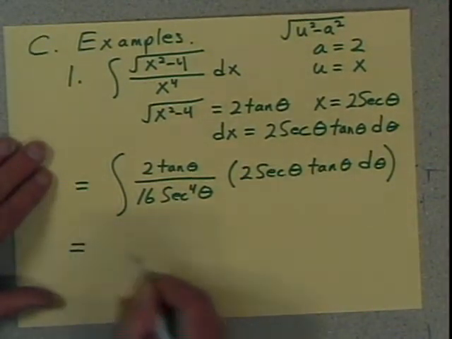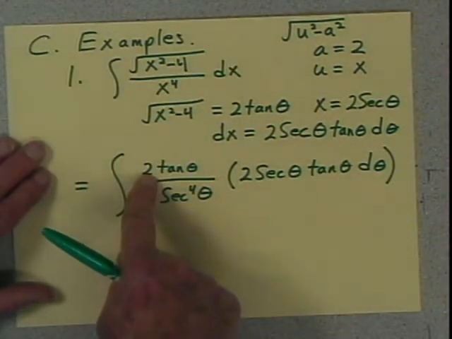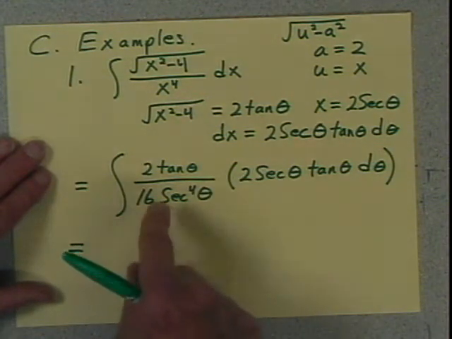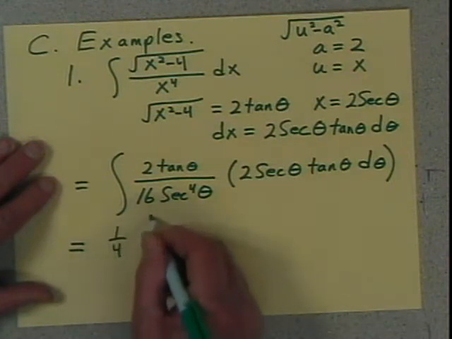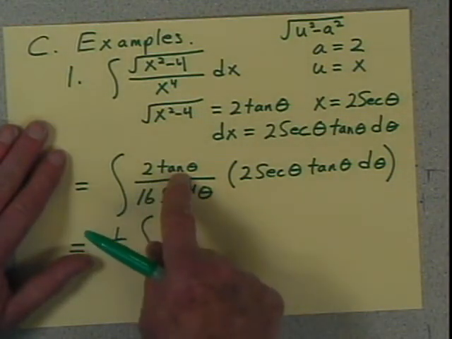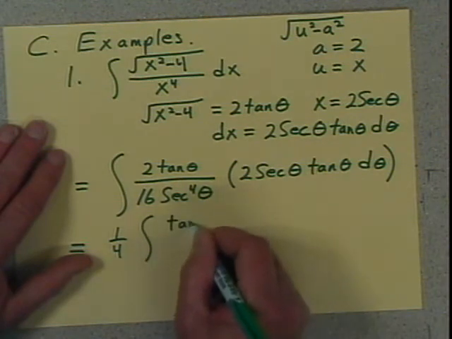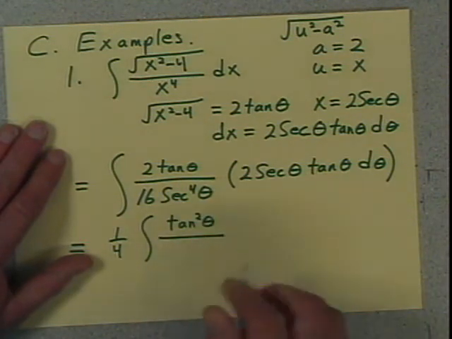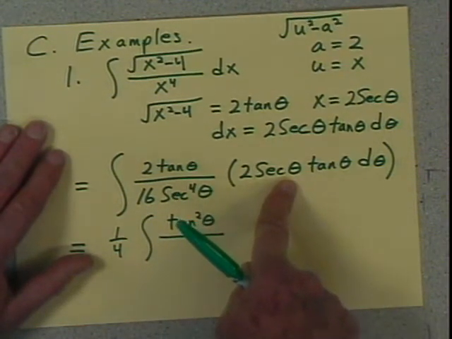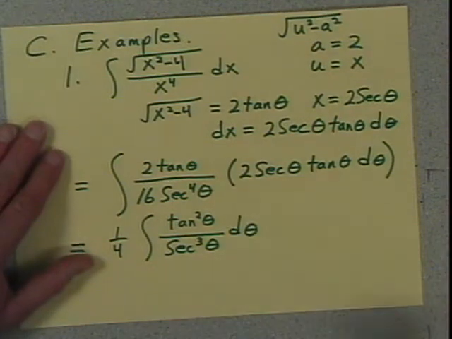Probably combines. Okay, first thing we do is simplify. Well, here's a 2 in the numerator, and there's a 2 in the... So that's 4 and then divided by 16. So I put a 1/4 out front. Are you okay with that? Okay. I have a tangent theta on top and later on another tangent theta, so I'll have tangent squared. Okay, I have a secant to the 4th on the bottom, but there's a secant theta on top for a total of 3. Secant cubed theta d theta.